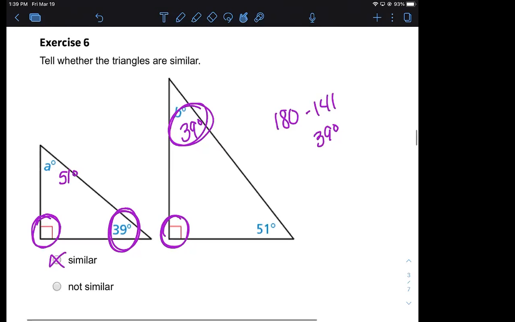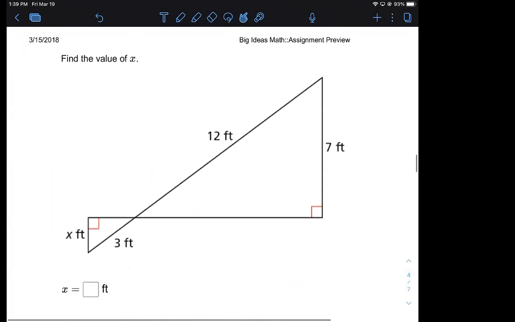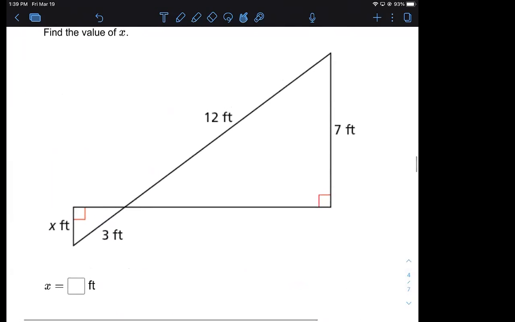Get your question wrong. That's just proof. Come on. Number 7, right? Yeah, number 7. It says find the value of X.